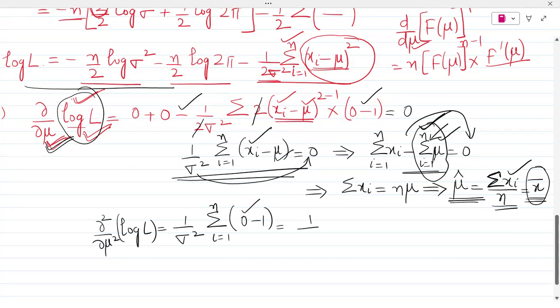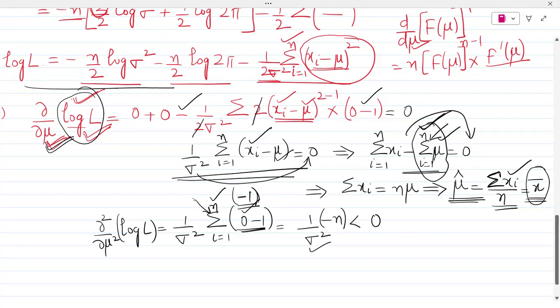So this is now 1 by sigma square. Now what is 0 minus 1? 0 minus 1 is minus 1. Again, 0 minus 1 is minus 1. So you are once again adding minus 1, how many times? n times. So what will that be? Minus n. And this is always negative.